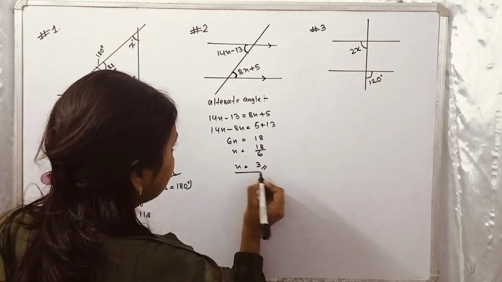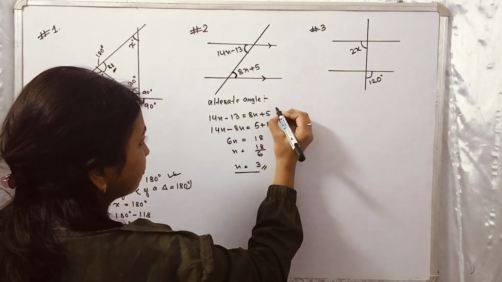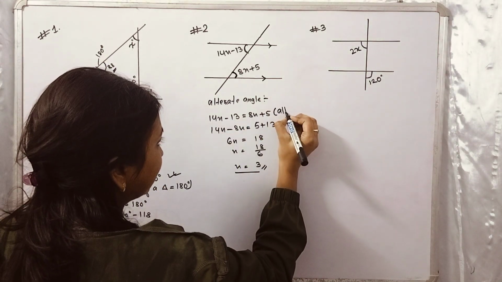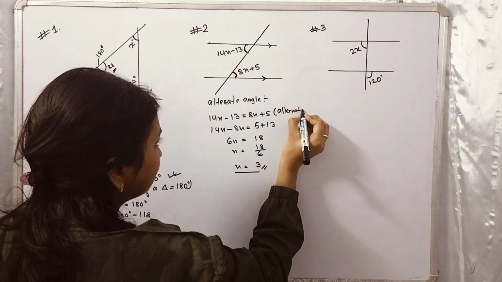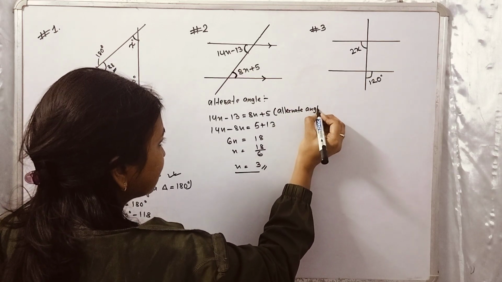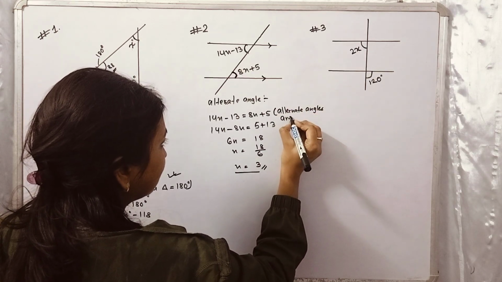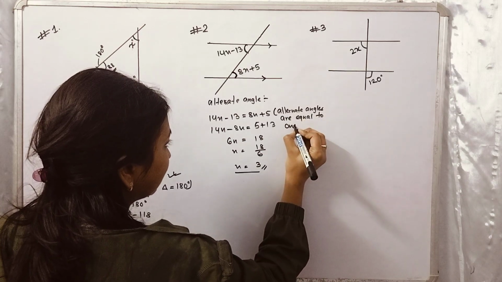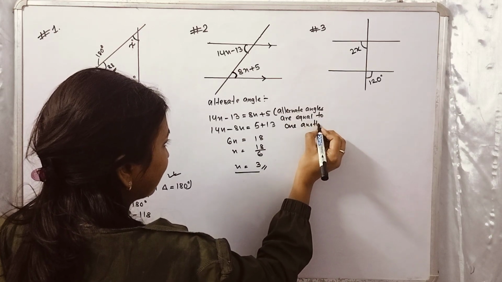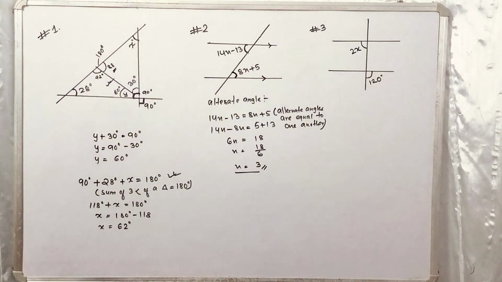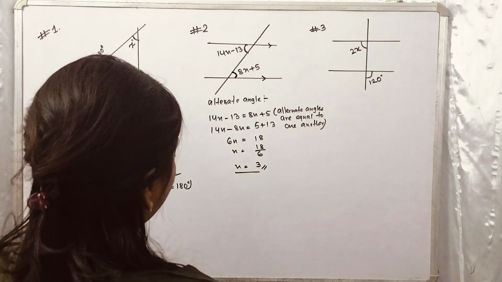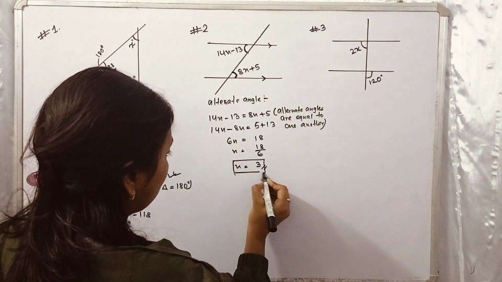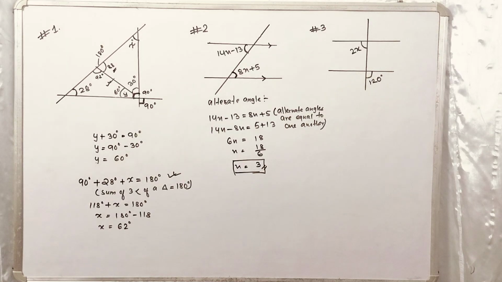So here we write this equals this because these are alternate angles. Alternate angles are equal to one another. Fine. So the property here states that alternate angles are equal to one another. So we got the value of x as 3. I hope you understood the property.